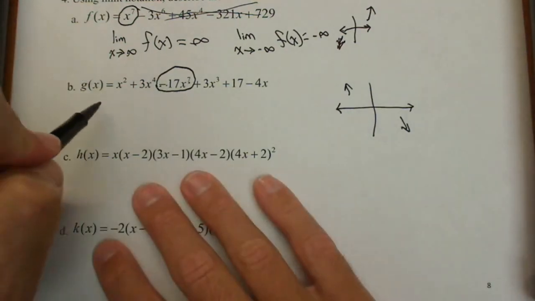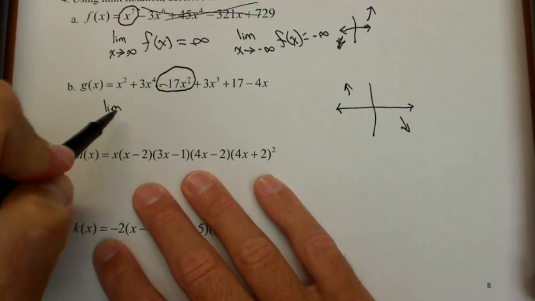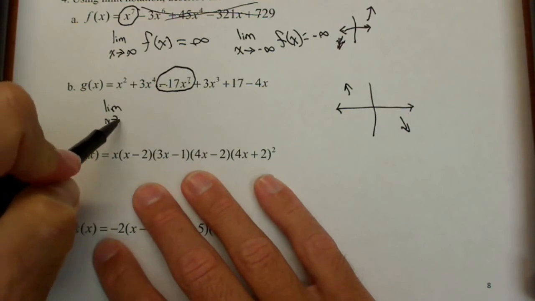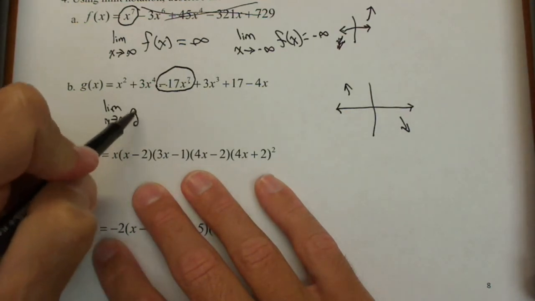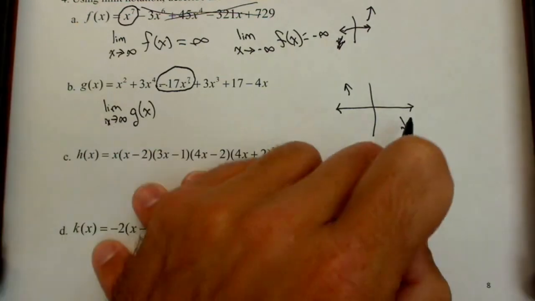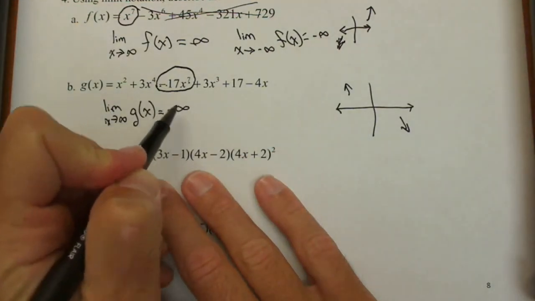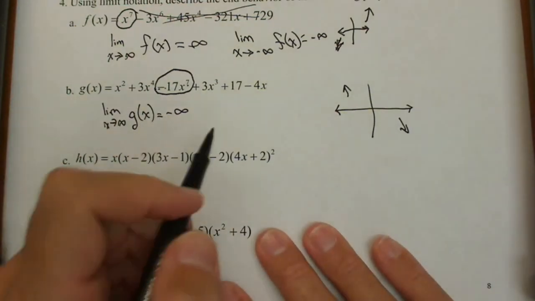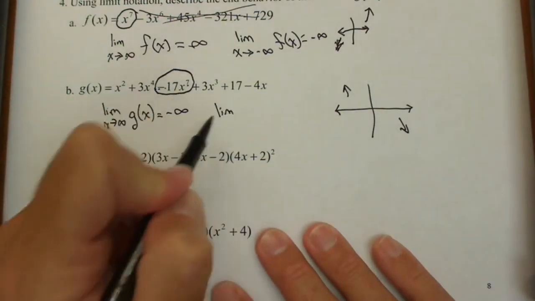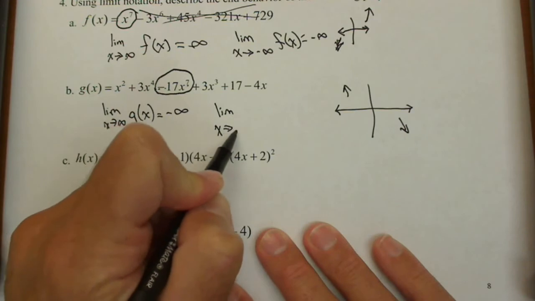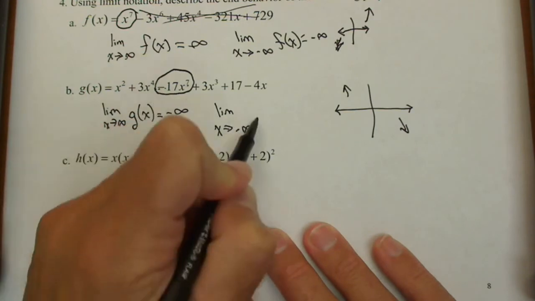So when we're writing this up in limit notation, we have the limit as x goes to infinity of g of x this time. And when x goes to positive infinity, the y's are going to negative infinity. So that's equal to negative infinity. And for the other end, we have the limit as x goes to negative infinity of g of x.